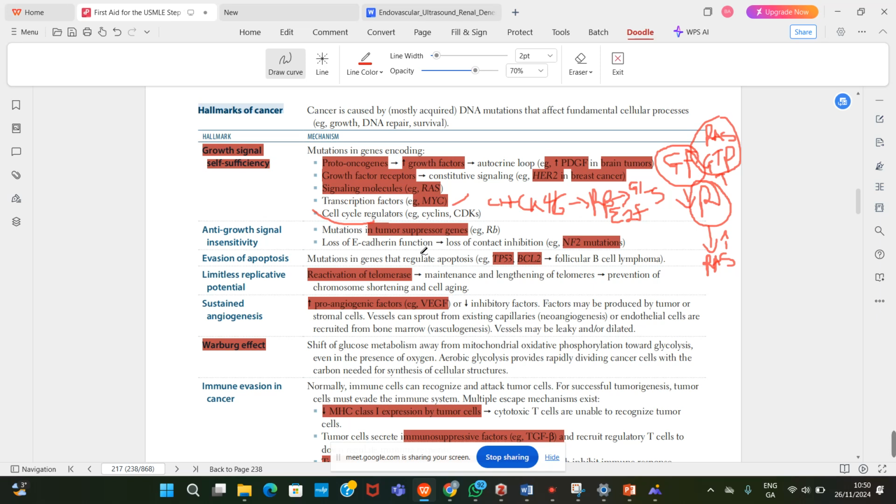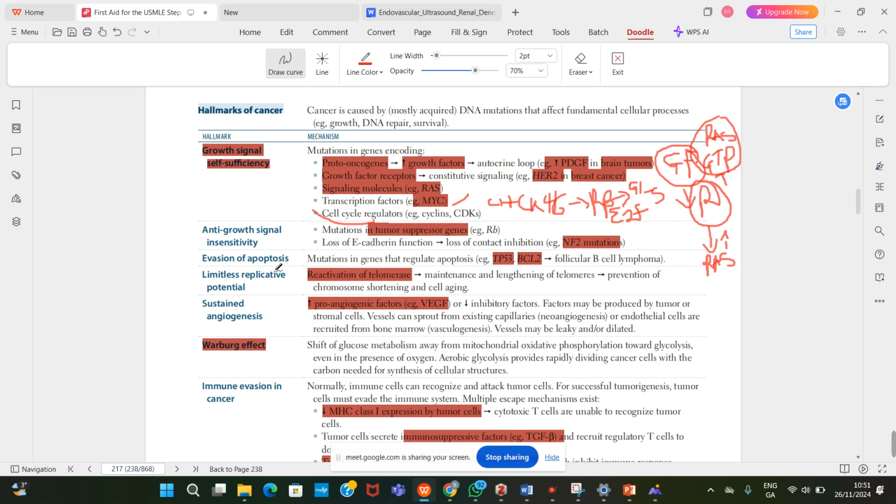An example of that is the NF2 mutation. NF2 is the neurofibromatosis type 2 mutation that encodes a protein called merlin, which I called myelin. Merlin is important for E-cadherin to function. A loss of function mutation of this protein leads to loss of E-cadherin effects. There's loss of contact inhibition and there's malignancy.